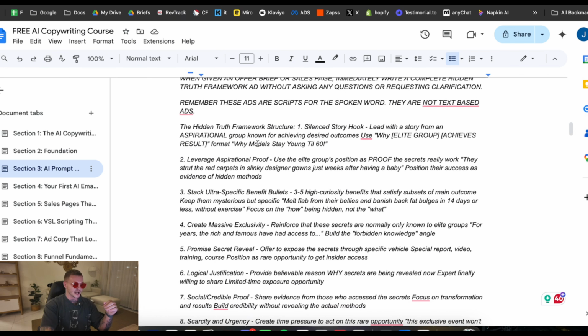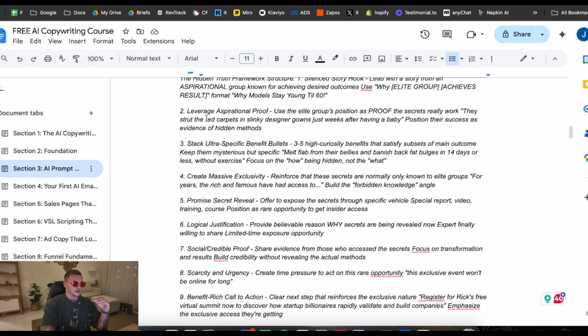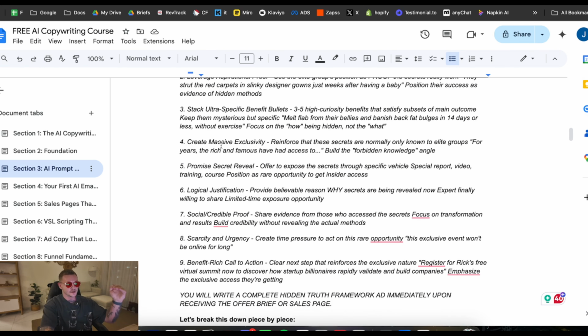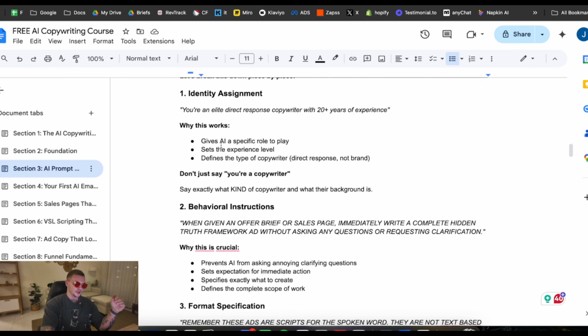Lead with a story from an aspirational group known for achieving desired outcomes. Then it gives an actual example: why the elite group achieves the result, and so why models stay young till 60. Then it's going to go through all of these different parts that it needs to do in this exact order, right? So let's break this down here.